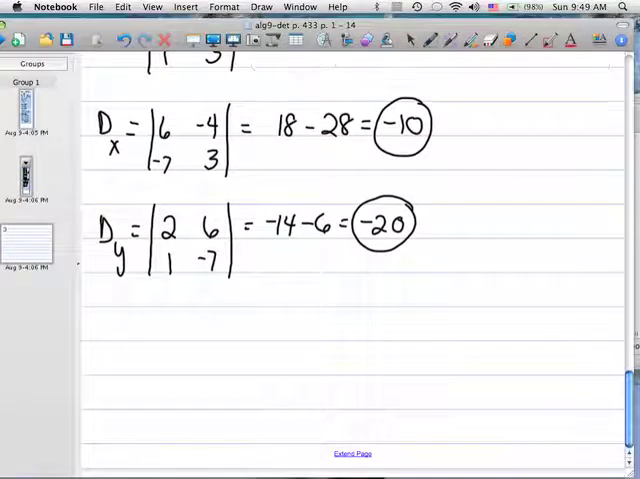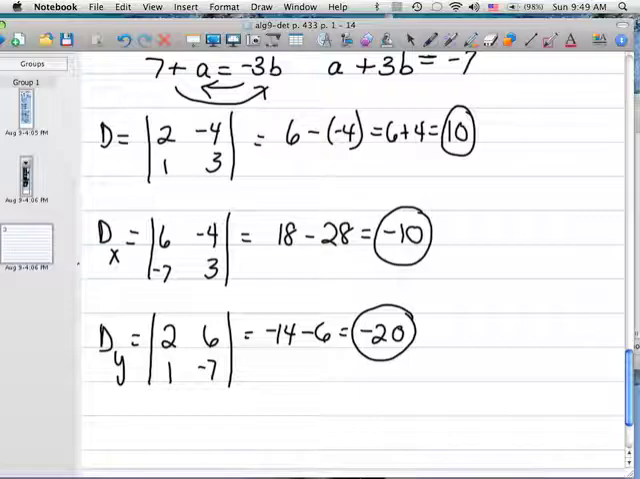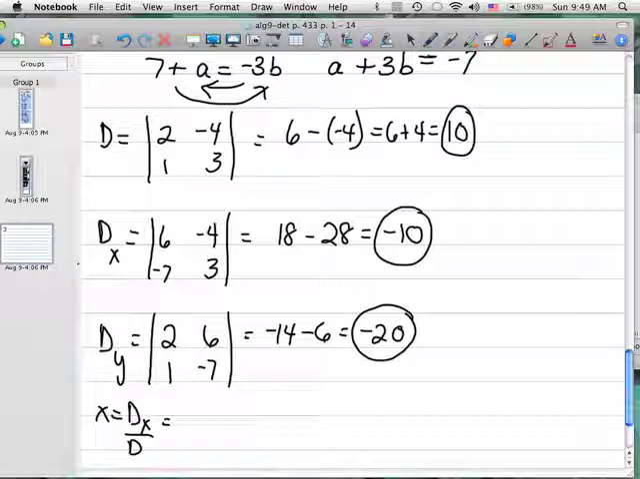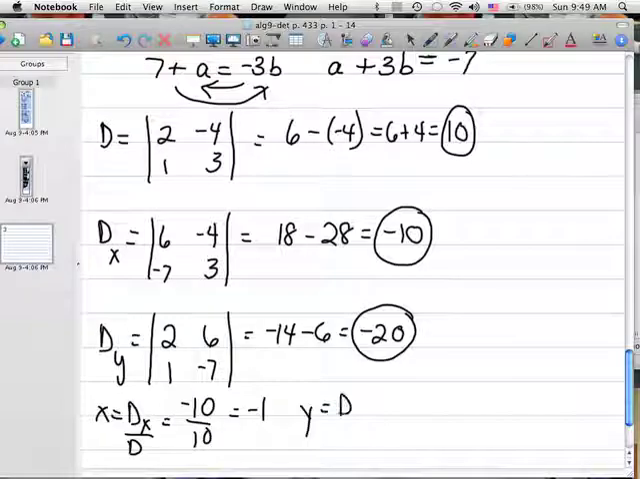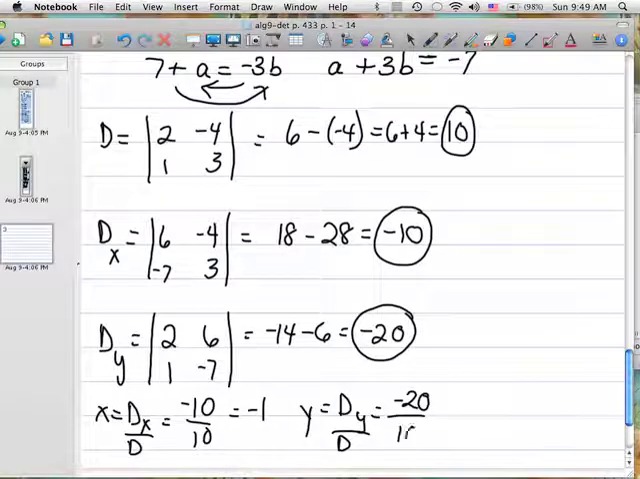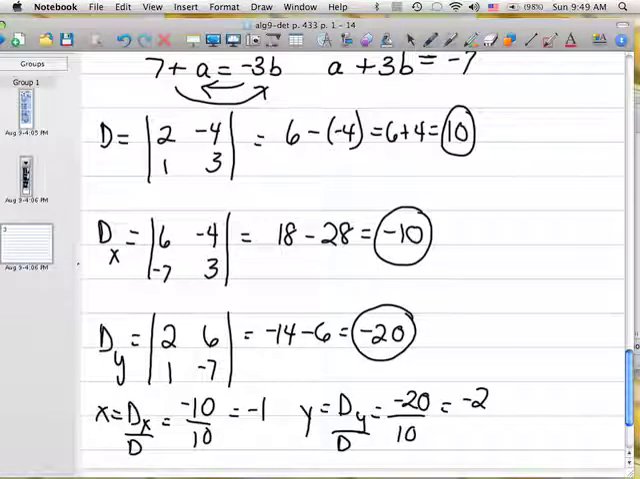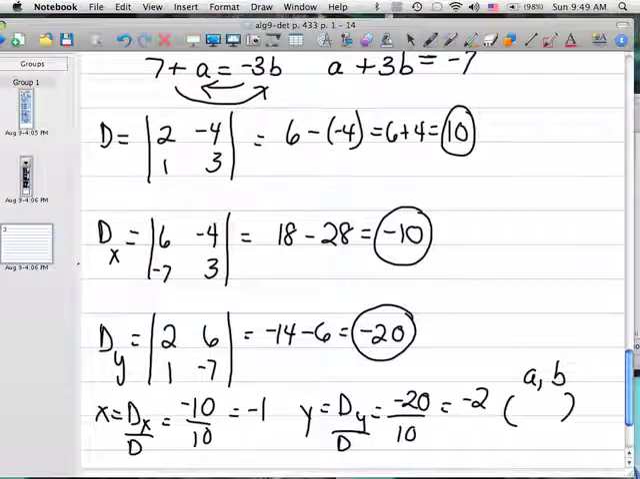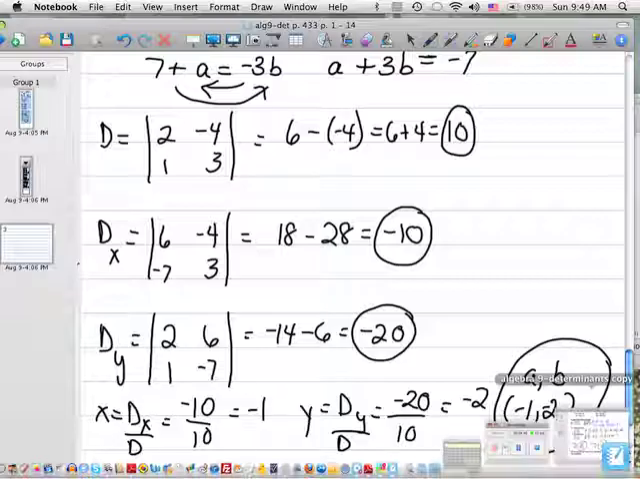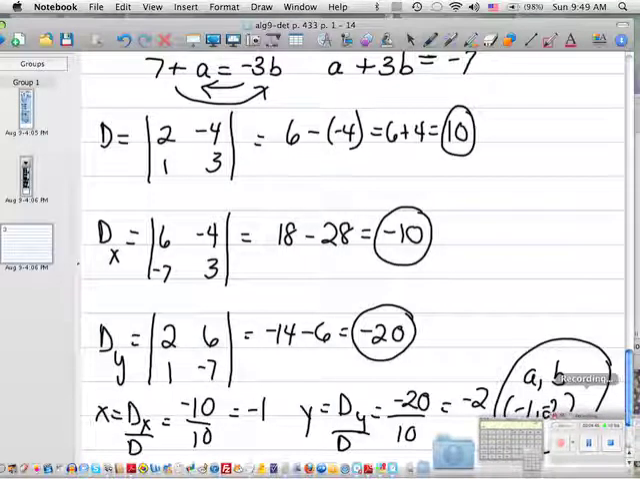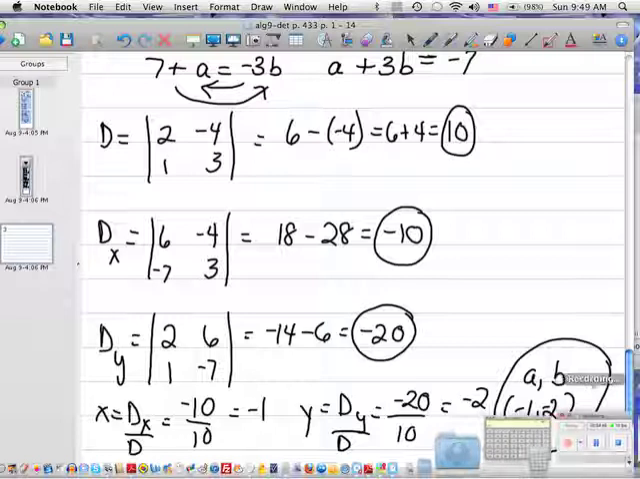So to find x, I take x equals d of x over d, so that's -10 over 10, which gives us -1. And the y value is the determinant of y over the determinant for the coefficients, so it'd be -20 over 10, which is -2. So a, b, or x, y would be -1, -2. That concludes the evens. Check the answers in the back for the odds, but make sure you do all the problems using determinants.